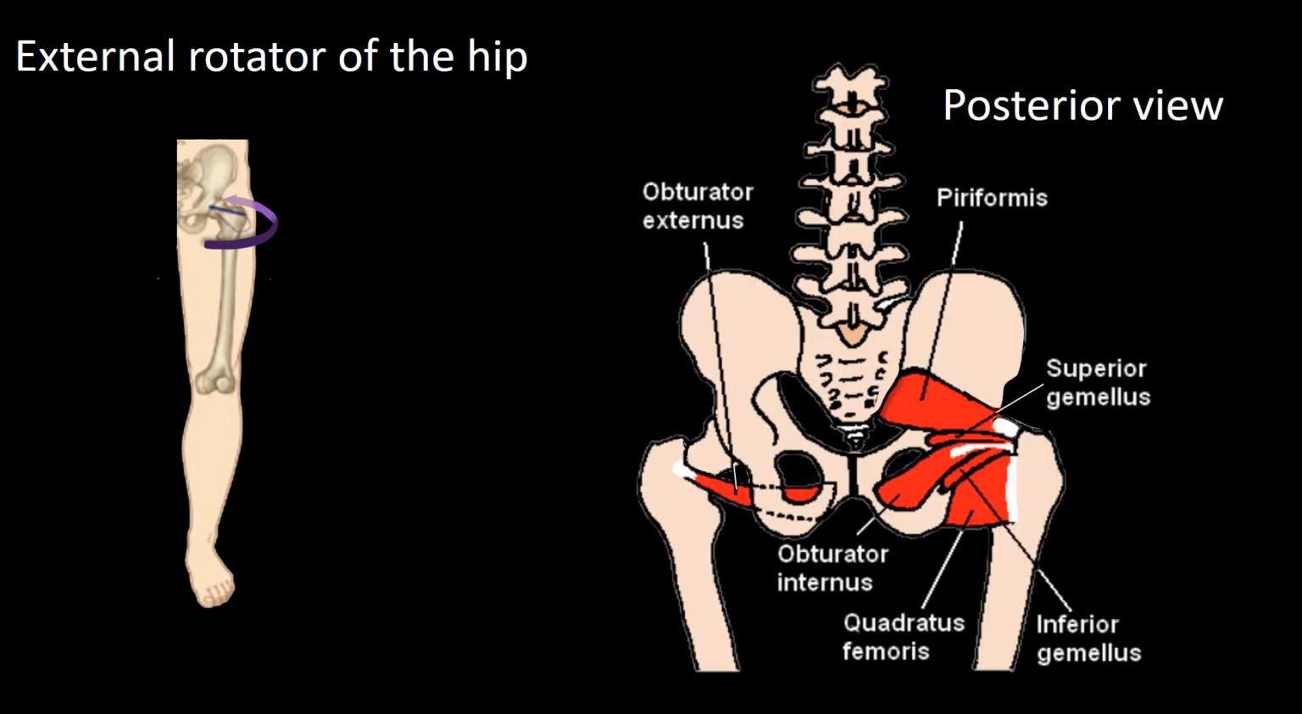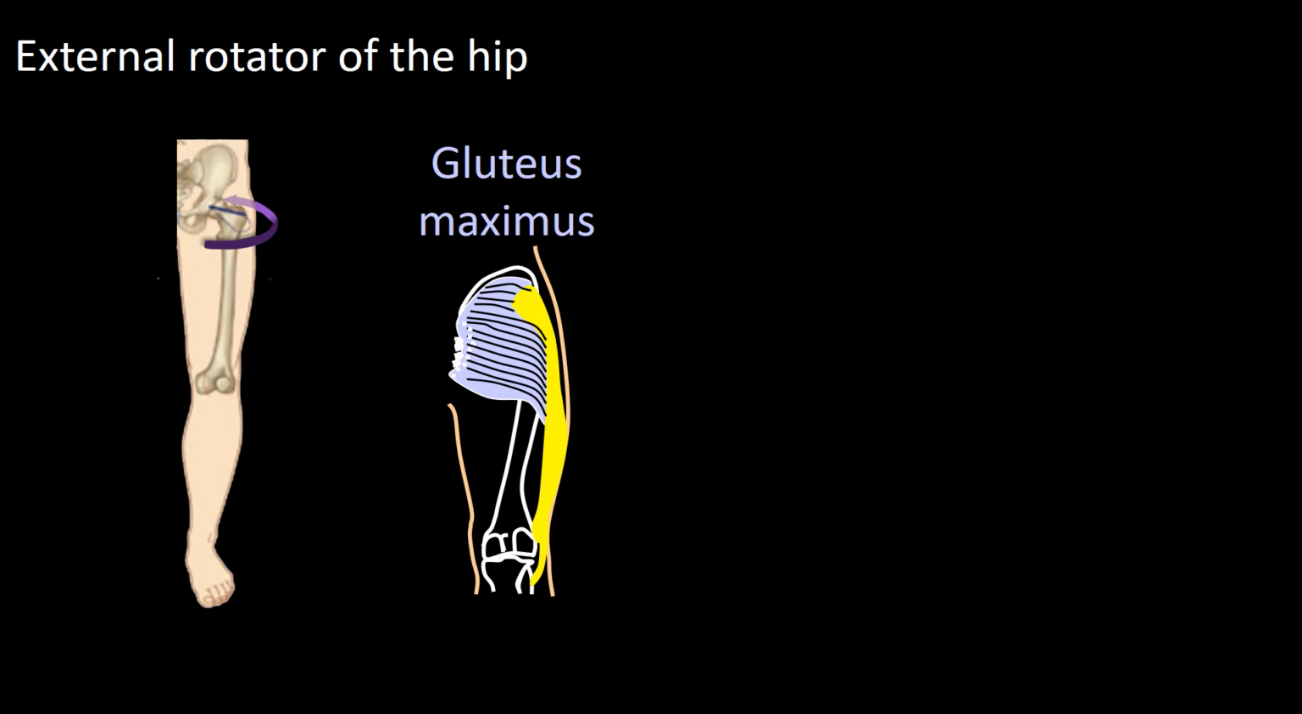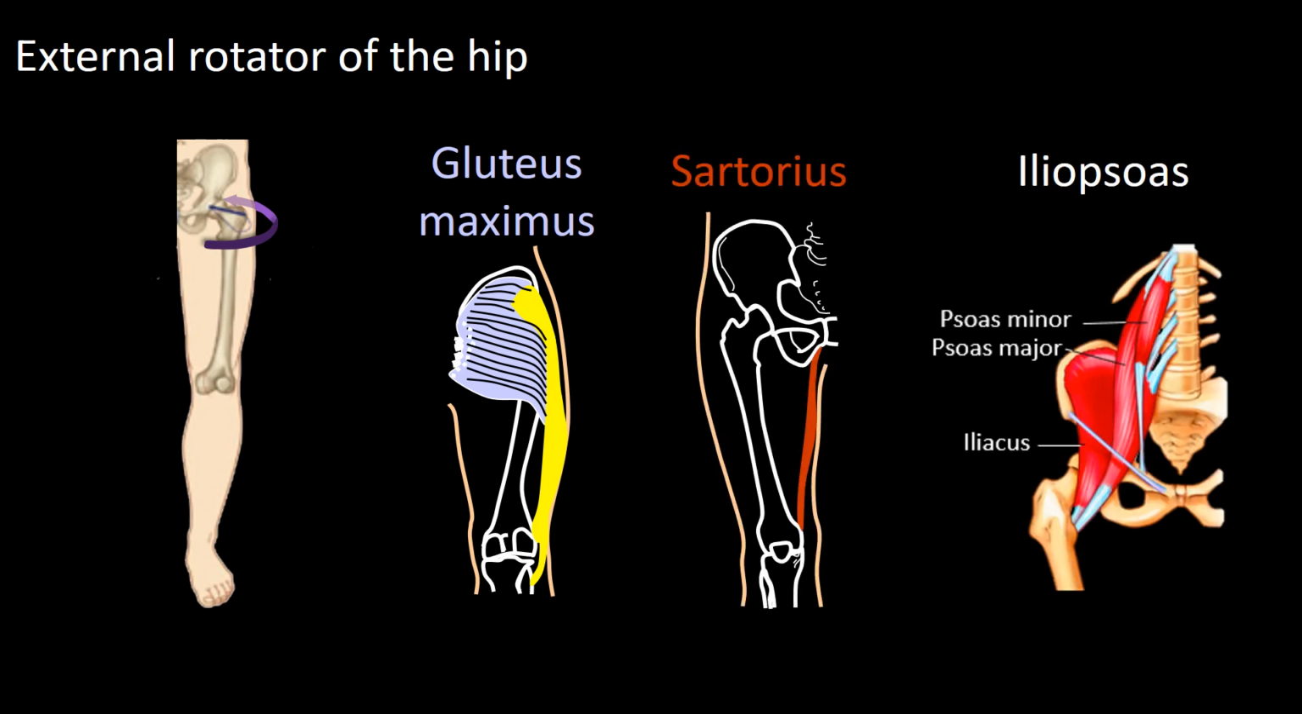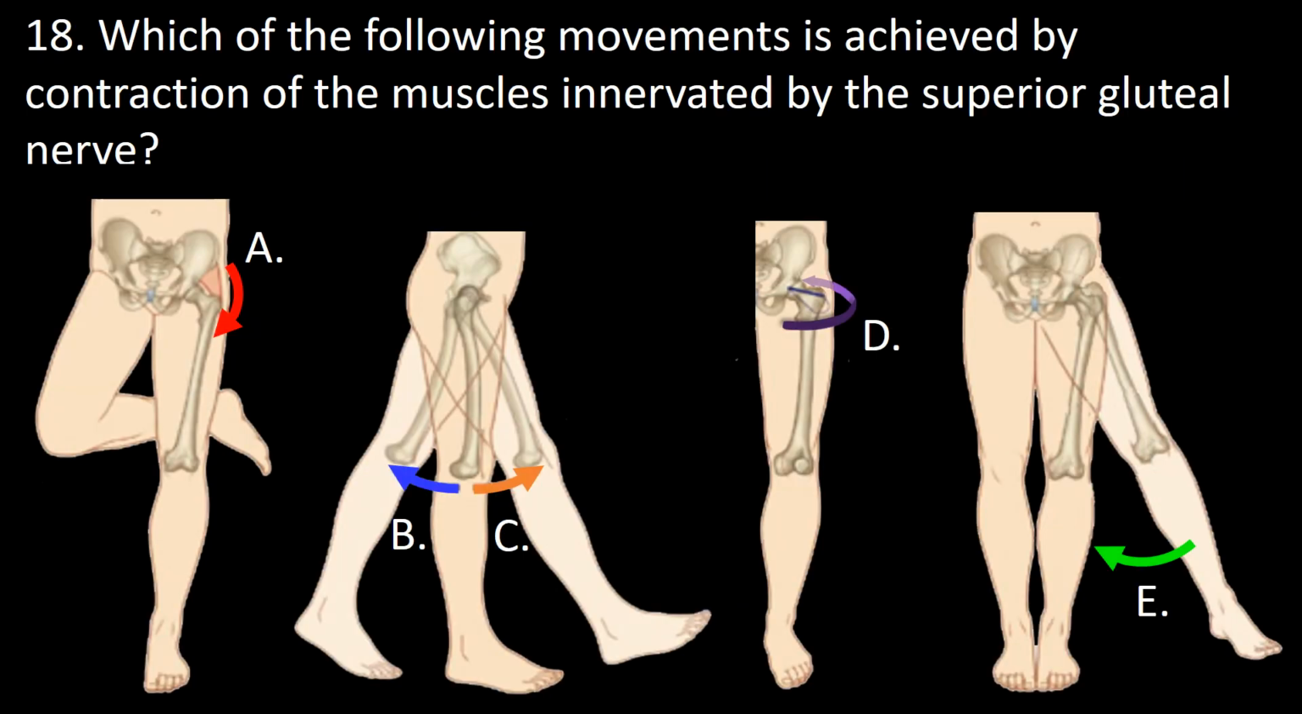In this frame, I have placed an illustration of the posterior view of the pelvis. In it, you can see the attachment of the muscles just mentioned. All these muscles attach to the femur towards the posterior region of the greater trochanter of this bone. Other muscles that contribute to external rotation of the hip are gluteus maximus, sartorius, and the iliopsoas. So the answer to this question is A.